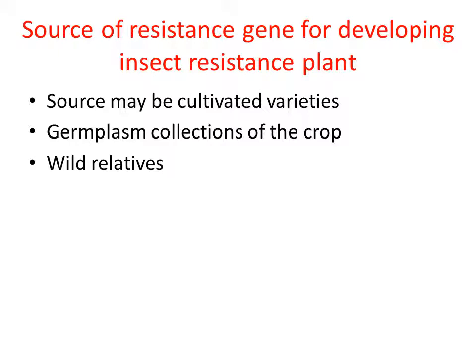So these are the different sources from where we can get the resistance gene, right? After collecting the resistance gene from these sources, we can insert it directly into the plant to raise the resistant plant. For that they will use recombinant DNA technology. So that is one way of raising the insect resistance plant.